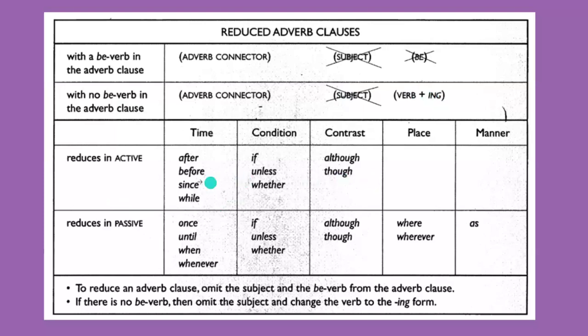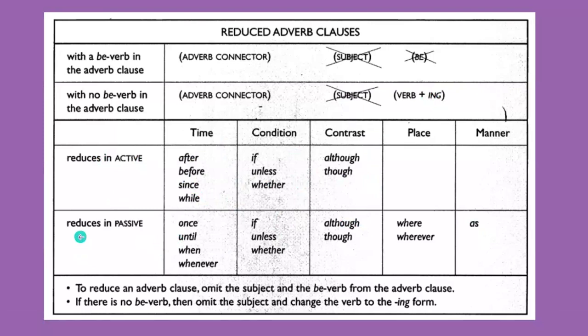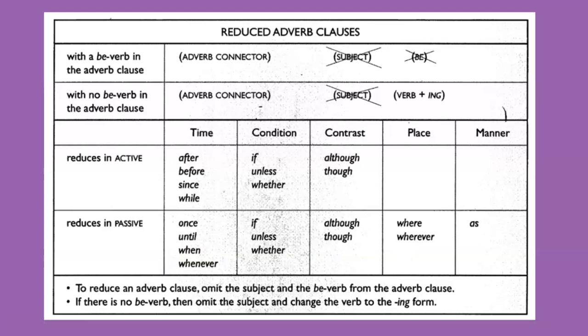Anytime I can see these words, I know I can reduce them in an active form of the verb. We have these time words, condition conjunctions, and contrasting words. When I see these words in the bottom, I know I can reduce them in a passive form, like once, until, when, whenever, and all of the rest. Now, I suggest you take notes of these words so you take them into consideration when we do the next exercises.